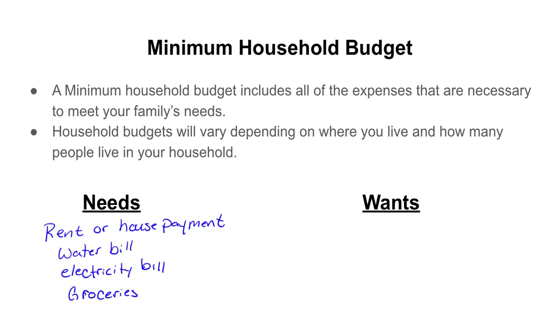So some wants that you may want. Something over here that is going to be for wants. These are things that we don't necessarily need. They're nice extra stuff, but you don't need them for basic survival. So things like eating out at a restaurant or entertainment.